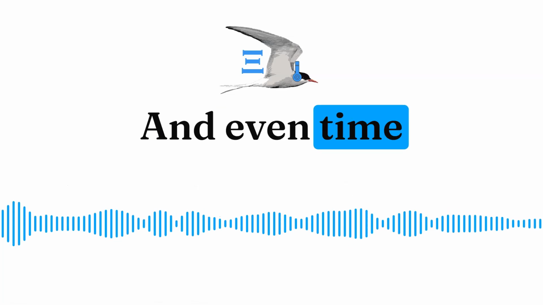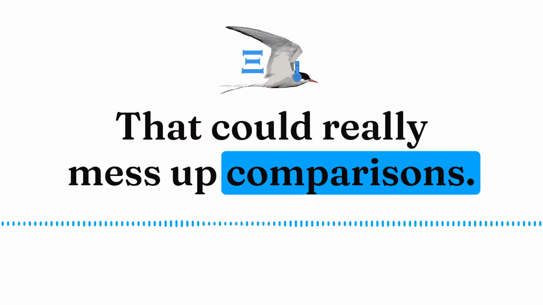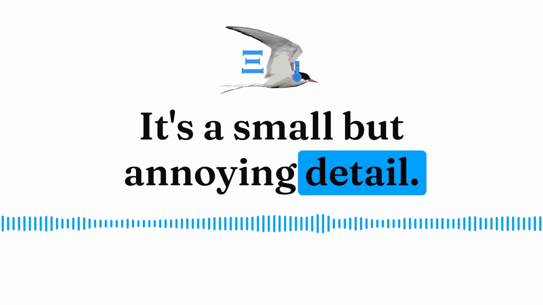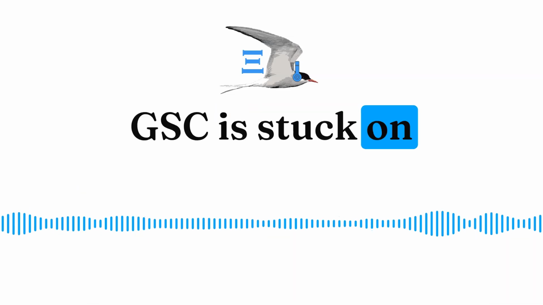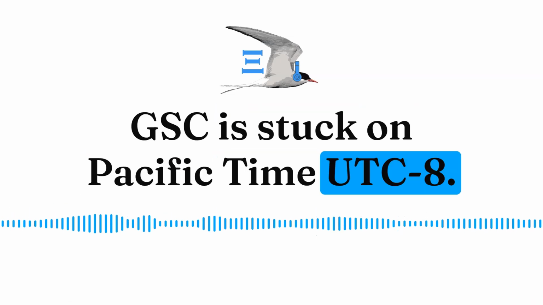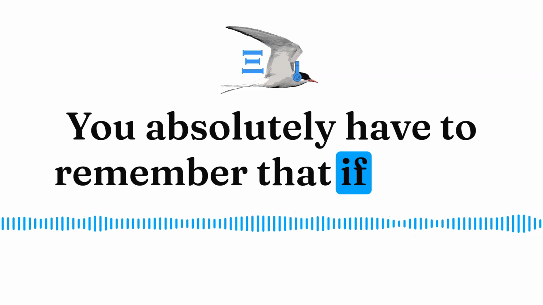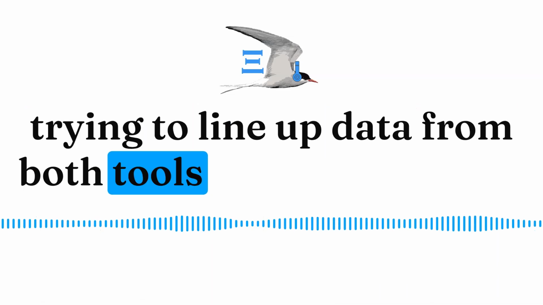Okay. And even time zones are different. That could really mess up comparisons. It's a small but annoying detail. GA4 lets you set your own time zone. GSC is stuck on Pacific time, UTC-8. You absolutely have to remember that if you're trying to line up data from both tools for the same day.